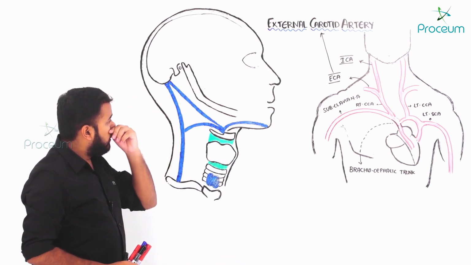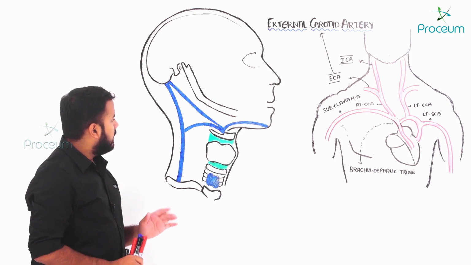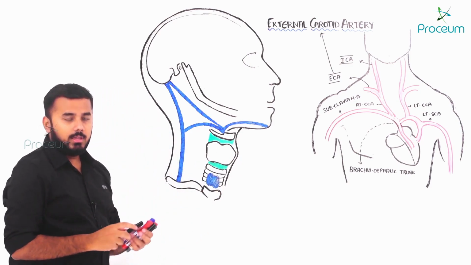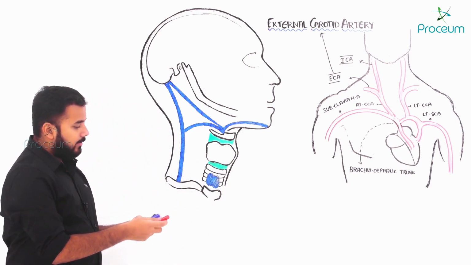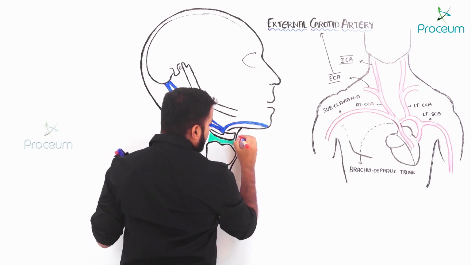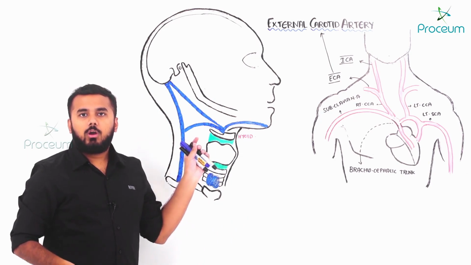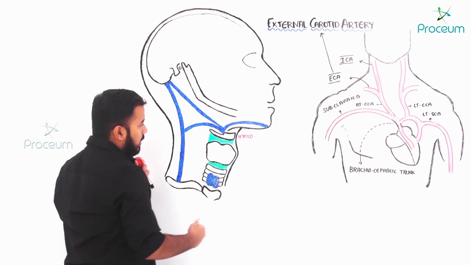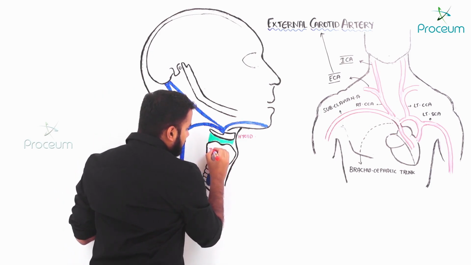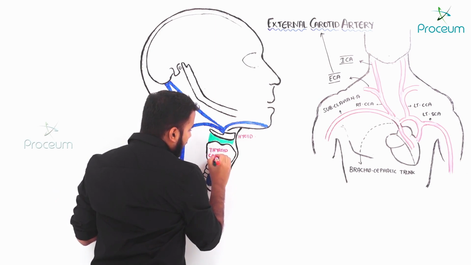From this picture, a few important things you can see. This bone here is called your hyoid bone. Just below the hyoid bone, this cartilage which you can see here is called your thyroid cartilage, not thyroid gland, it is thyroid cartilage.